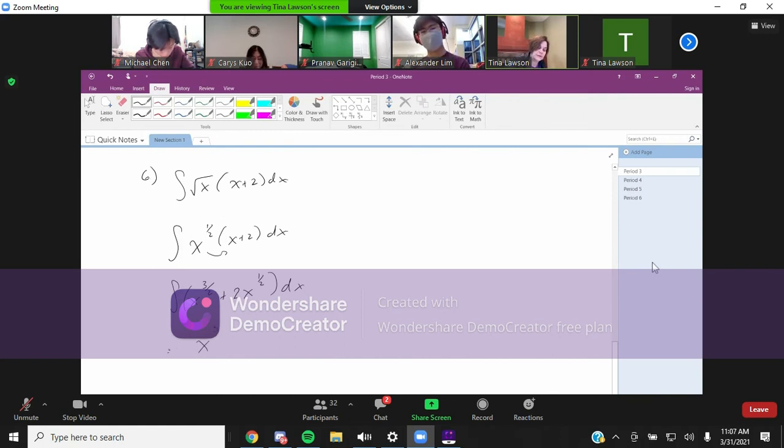So that's 5 halves, and divide by 5 halves. All right. Anti-deriving, you add. Deriving is where you subtract, in case you got those confused.